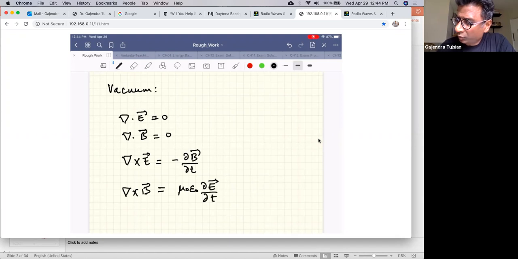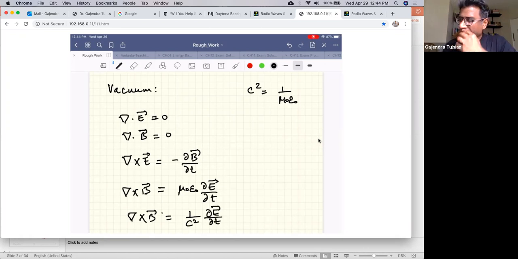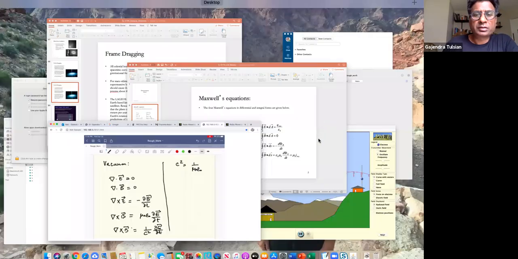Okay, and you will see that c squared, the speed of light, is 1 over mu naught epsilon naught. So this equation becomes 1 over c squared del E by del t. Okay, so there are the vacuum equations, and we'll use them in a second. So let's go back to the slides.